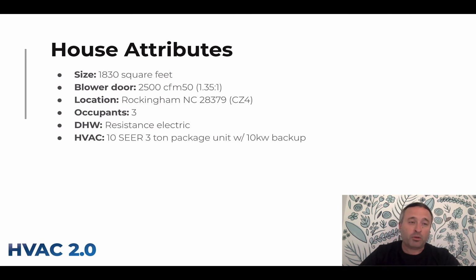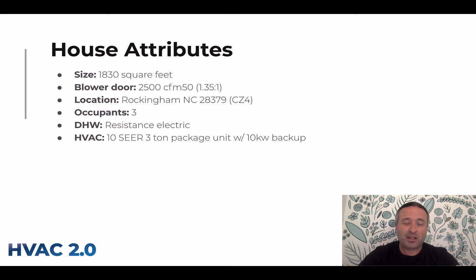Now we're going to go through an actual house. So Reedy Ward, who's one of the people that has asked me to do this, sent me usage from one of his client homes. And this is what I know about the house. This is seriously all that I know. So I know it's 1,830 square feet. It has a 2,500 blower door, which means it's about a 1.35 to 1 ratio. So it's kind of tight.